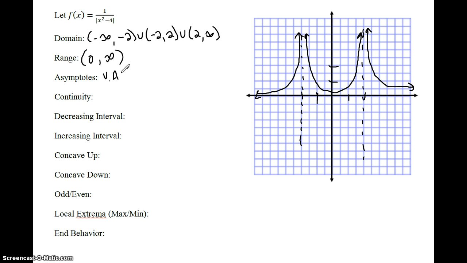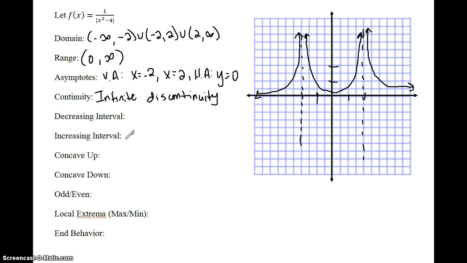Our vertical asymptote here is at x equals -2. And we have another one at x equals +2. We can see that from the graph. We could have also solved it by putting the denominator equal to 0. And our horizontal asymptote, because we've got big over little over big, will be y equals 0. Continuity, this has an infinite discontinuity.